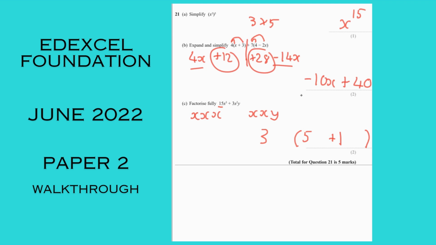Now, if you're confident, just go straight for it, but if you're not, I write it out in full. So x cubed, x times x times x, x squared, x times x, and a y. Whatever's in common comes outside, because they're factors. Whatever's left over, there's an x left over, there's a y left over. Leftovers are what goes in the brackets.